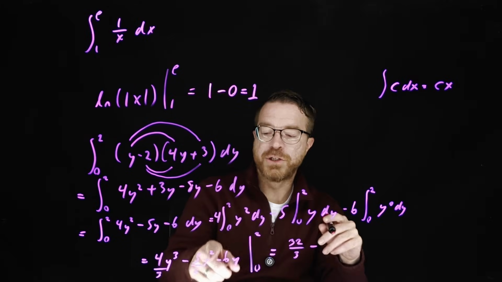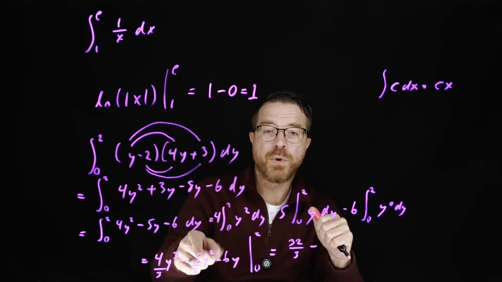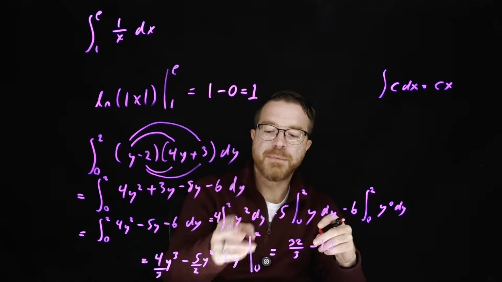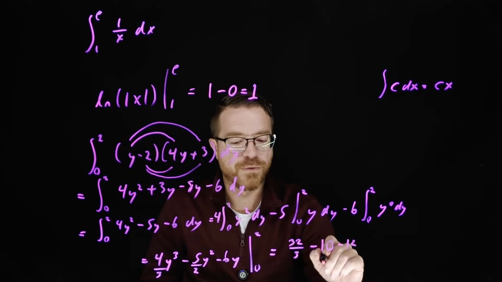Minus, now I'm going to plug 2 into y squared. So this is going to be 4. 4 times 5 is 20. 20 divided by 2 is going to be minus 10. And then finally, I'm going to plug 2 into this. So minus 6 times 2 is going to be minus 12.